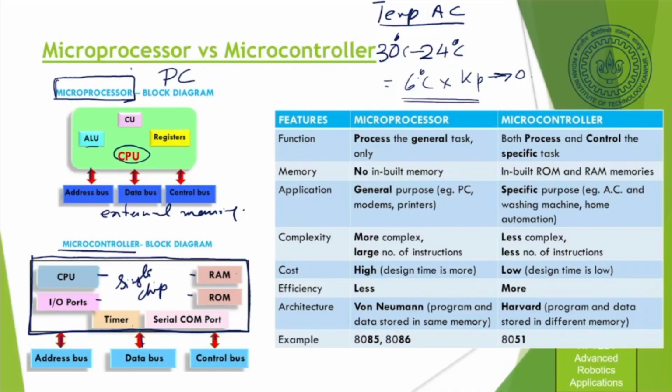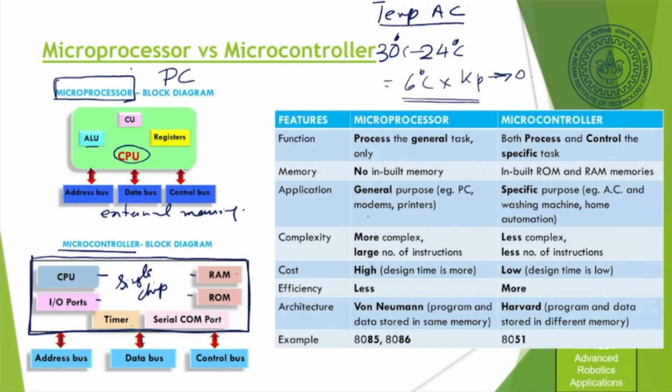A PC can also do that, but if you put a PC onto that, the cost immediately goes up. It becomes more complicated. Whereas a microcontroller is a single chip which can be put in the AC. So I hope it is clear what is the difference between a microcontroller and a microprocessor.